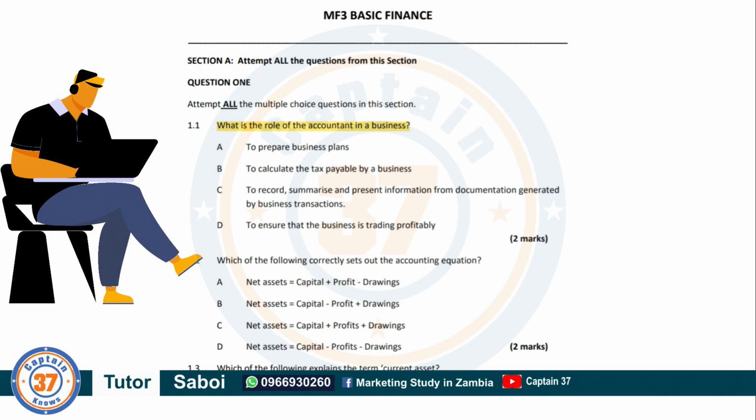Is it A, to prepare business plans? Is it B, to calculate the tax payable by a business? C, to record, summarize, and present information from documentation generated by business transactions? D, to ensure that the business is trading profitably. What is the role of an accountant in a business? Is it A, is it B, is it C, or is it D?